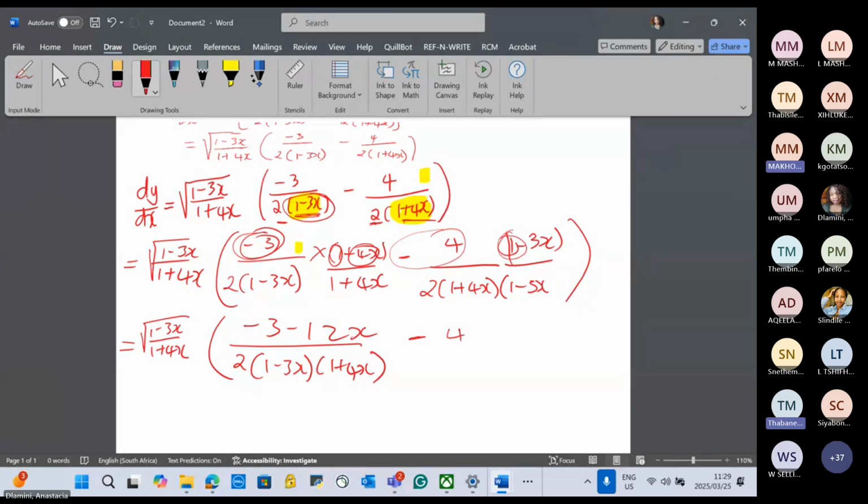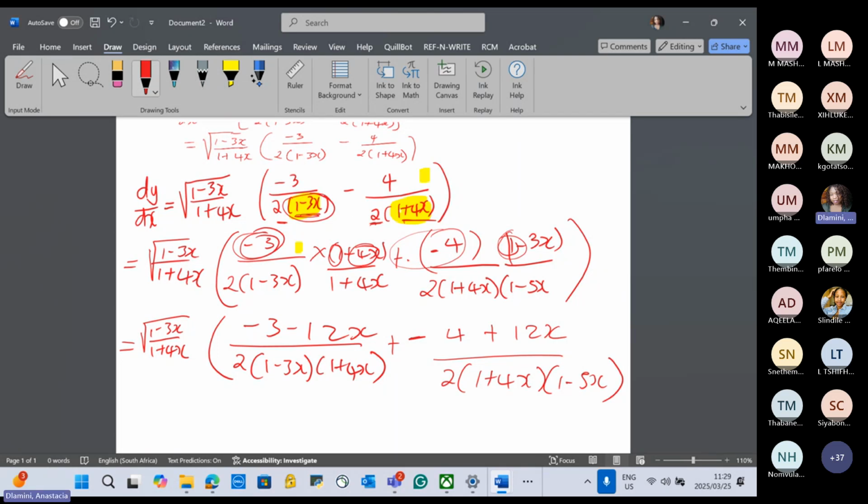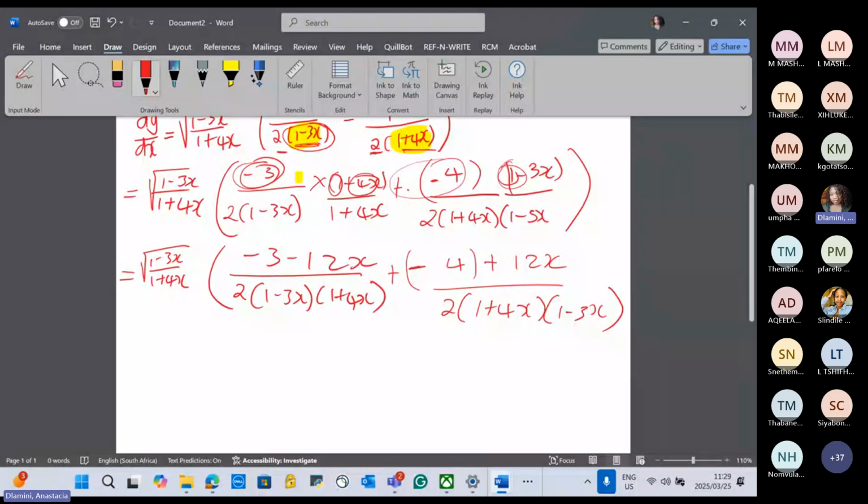Minus, and this times that, so that's plus 12x over what? Over 2, 1 plus 4x, 1 minus 5x. So if you consider it, this becomes minus 3x. I'm just making you aware of the negative sign so that it doesn't confuse you.